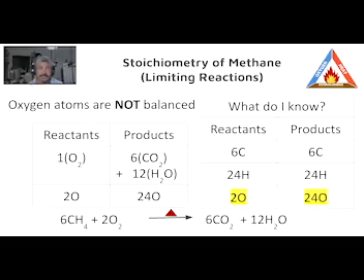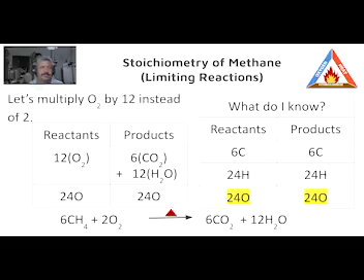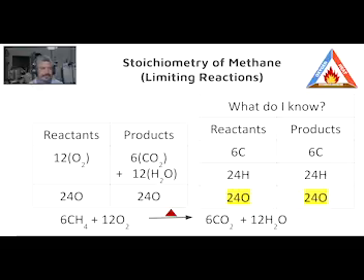So now let's deal with the oxygen atoms. Oxygen atoms are not balanced because we have 2 in the reactants and 24 oxygen atoms in the products. What would you do? If we multiply the oxygen gas by 12 instead of 2, in other words, say we have 12 moles of oxygen gas instead of 2 moles, then we'll have 24 moles of oxygen atoms in the reactants and 24 moles of oxygen atoms in the products. Now the oxygen atoms are balanced.